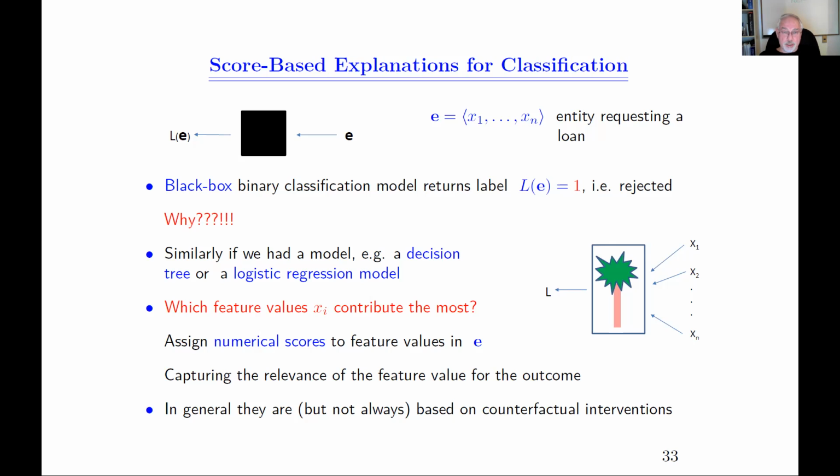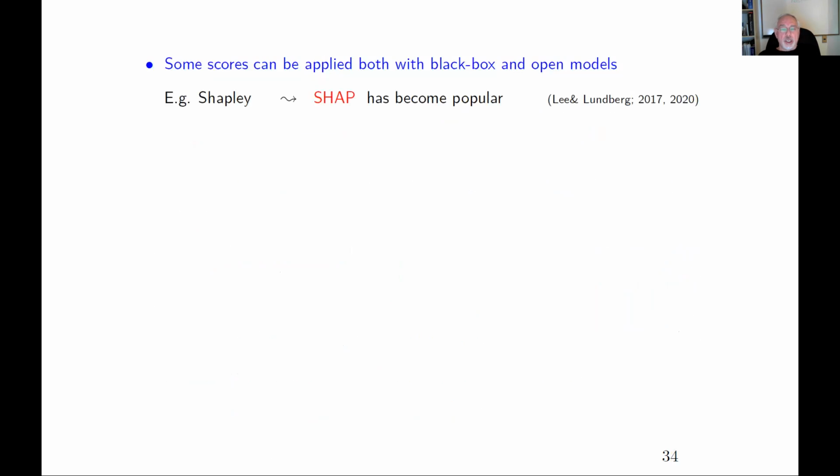But not always, but very common. So one of the popular scores is the Shapley score. Actually, this Shapley score comes from a particular application of the Shapley value, and it can be applied both with black box models and open models.